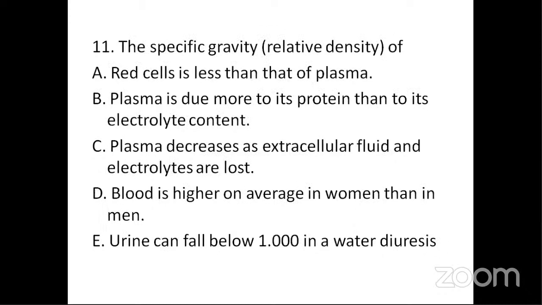The specific gravity, that is relative density, of red cells is less than that of plasma. Plasma specific gravity is due more to its protein than to its electrolyte content. The plasma specific gravity decreases as extracellular fluid and electrolytes are lost. Specific gravity of blood is higher on average in women than in men. Specific gravity of urine can fall below 1.000 in a water diuresis. These are the options. Which among the following are true and which are false?